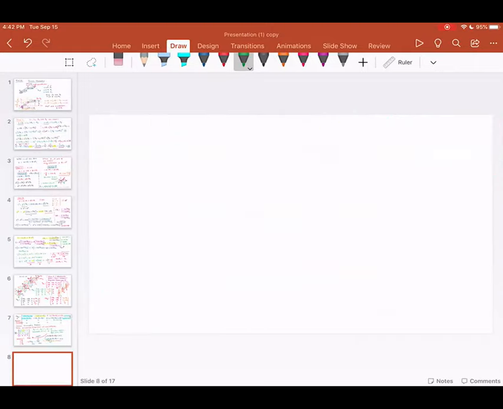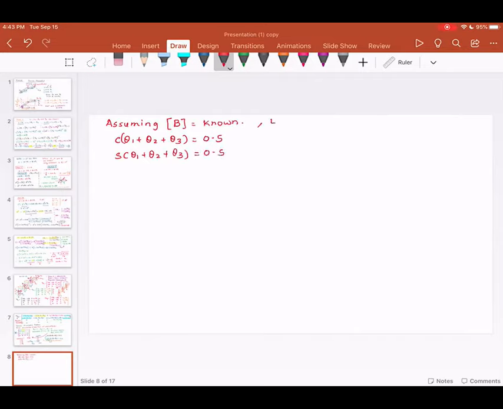Which means, here is the next step. Assuming the B matrix is known, we know that cosine of theta 1 plus theta 2 plus theta 3 is equal to 0.5. Sine of theta 1 plus theta 2 plus theta 3 is equal to 0.5. L3 is known. It could be 1 meter, 2 meters, or 3 meters, whatever. So I can multiply the left hand side and right hand side by L3.